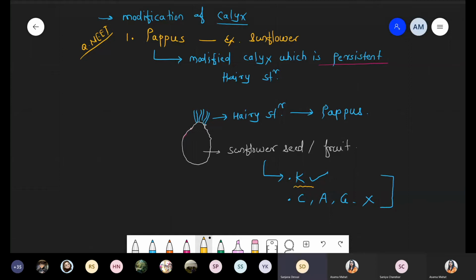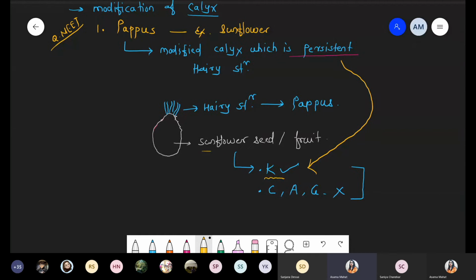Ma'am, could you please explain the last part? Yes, sure. See, हमने यहाँ पे एक sentence लिखा है. Modified calyx, which persists as the hairy structure. This persistence is represented like this. What is the meaning of that? That the sunflower seed or sunflower fruit consists of calyx. K for calyx. So we are giving the tick mark because it is present.